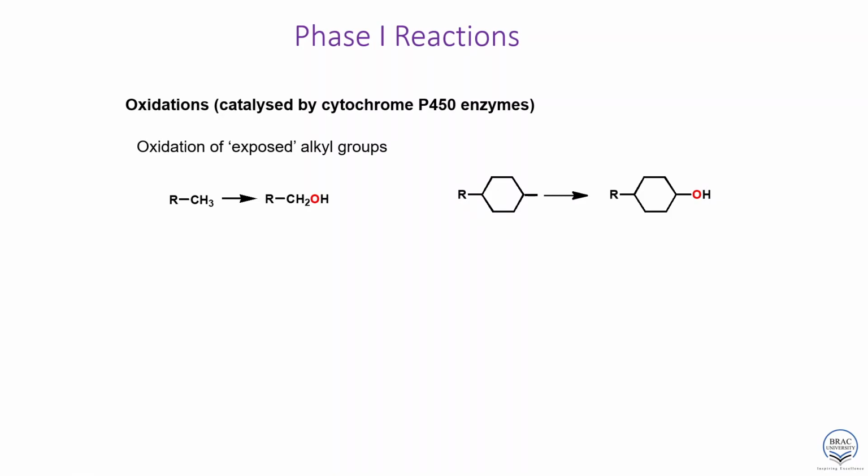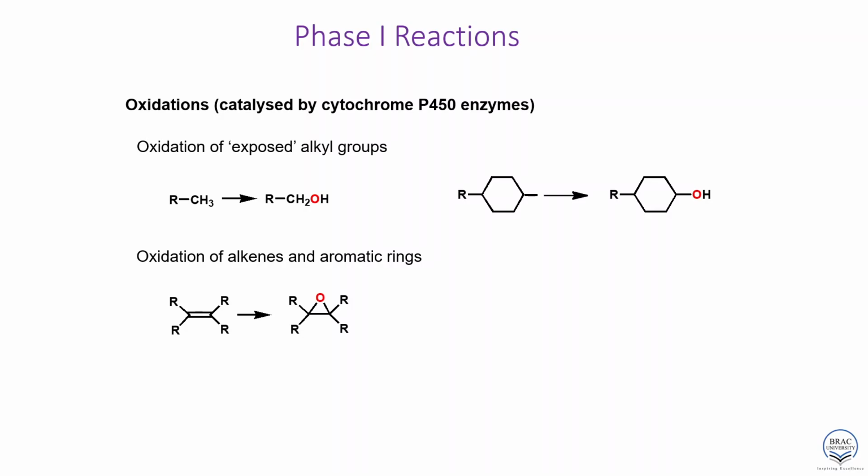And the next is also the same. This is a closed structure, not a ring structure but an aliphatic structure. So this alkyl group is oxidized to form a hydroxyl group. So the next example is oxidation of alkenes and aromatic rings.